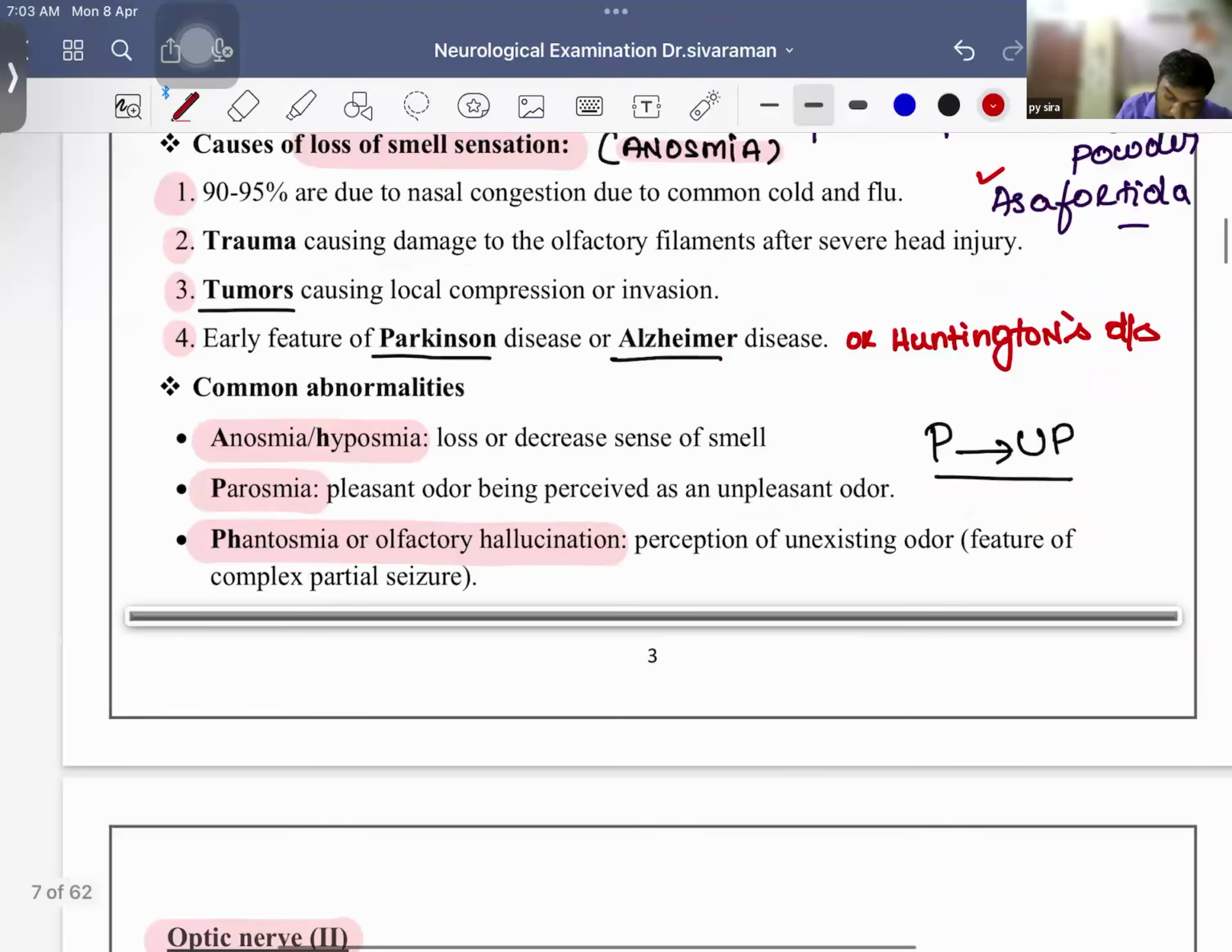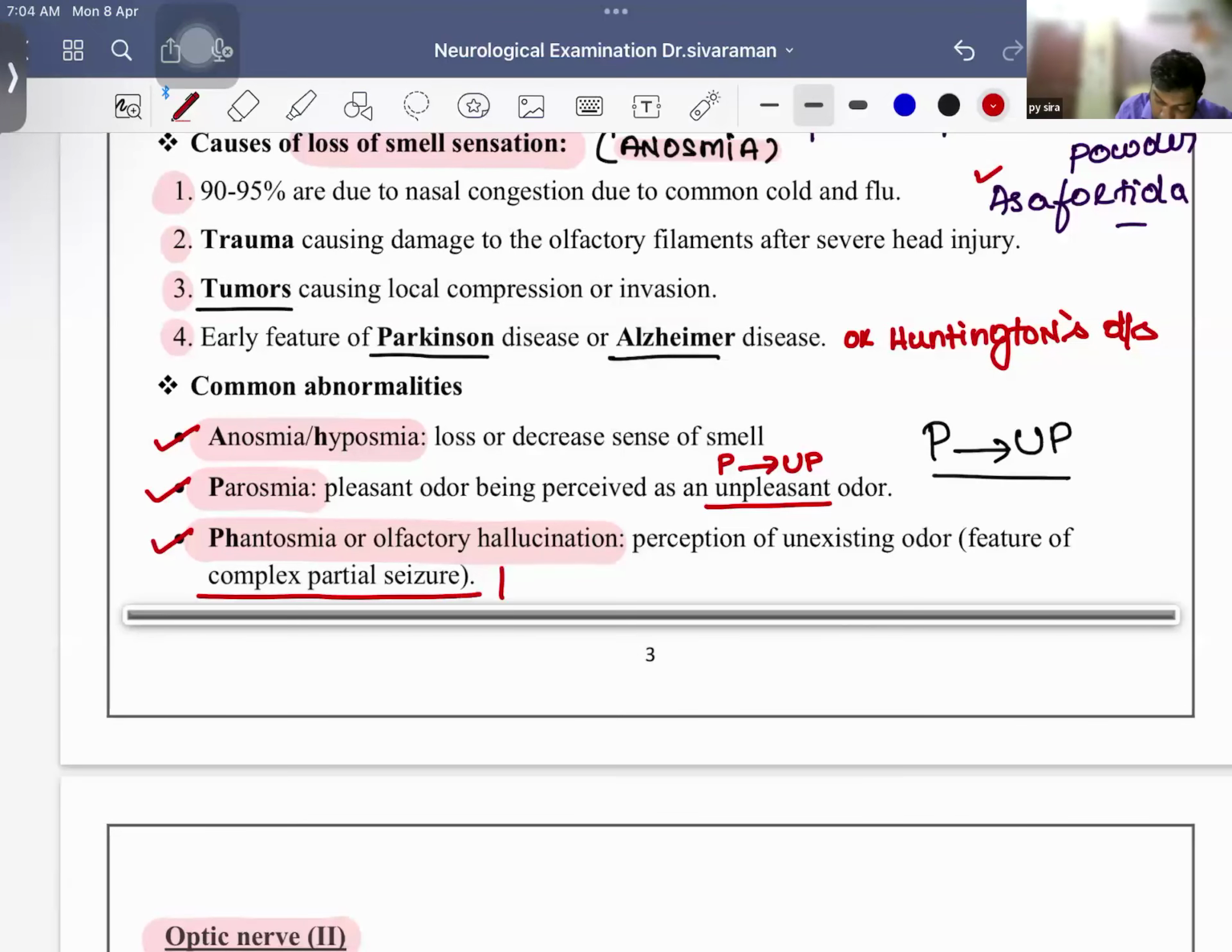So in the definitions, they will definitely ask. Anosmia is loss of smell or decrease in the sense of smell. Parosmia is a pleasant odor being perceived as an unpleasant odor. Phantosmia, or olfactory hallucination, is seen whenever the patient has a hallucination in the form of smell. That is a feature in complex partial seizure or whenever the temporal lobe is involved.